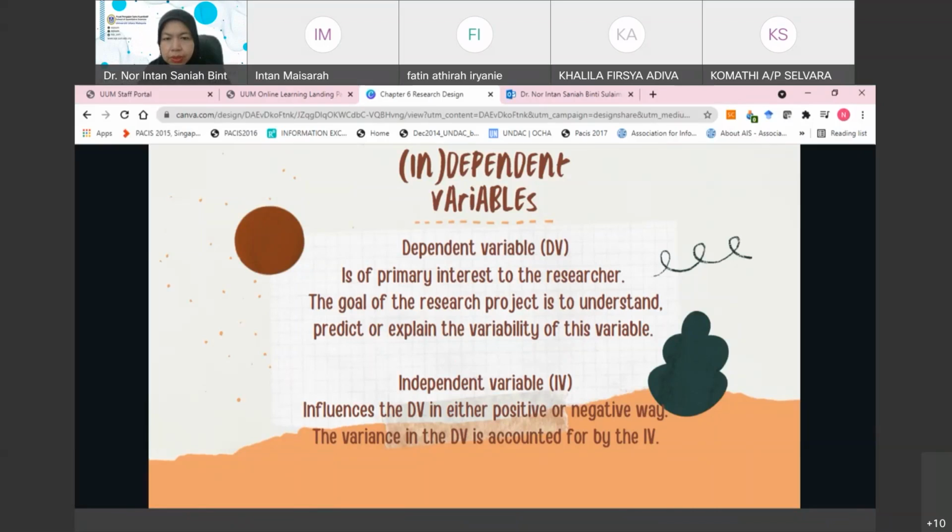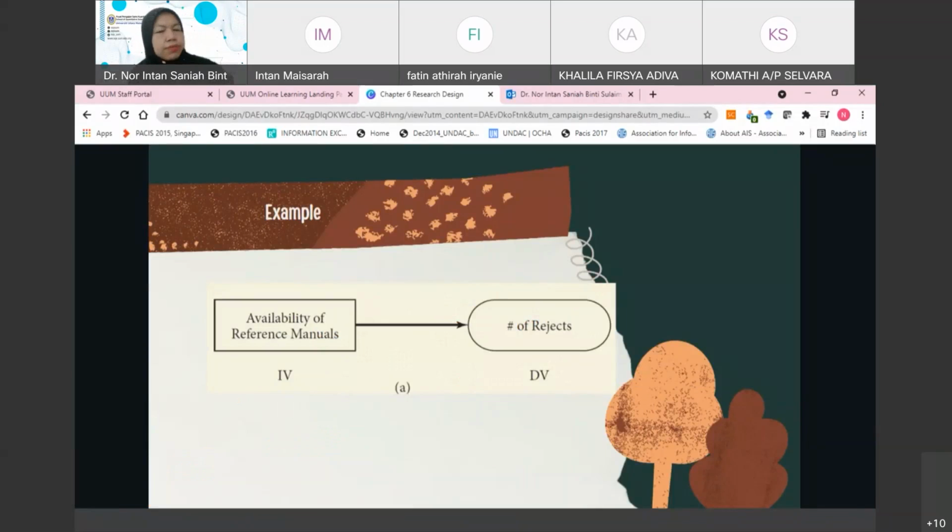Okay, so ini example dia. Ni dalam buku ni tadi I look again. Actually this one maybe I will read for you. This example is based on a case lah, an example in the industry lah. Okay, so this one, the IV is the independent variable, availability of reference manual, and the DV is number of rejects. Okay, so I just read a few sentences here. There is a continuity with the mediating variable.